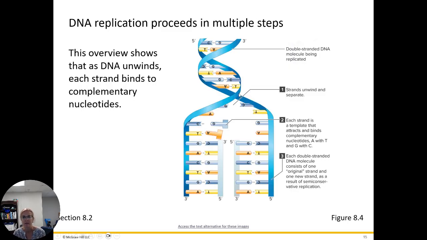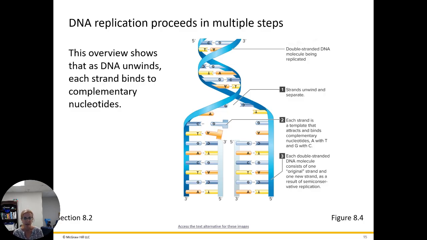Let's remind ourselves about the structure of DNA before we start talking about DNA replication. Remember that DNA exists as a double helix. There is a sugar phosphate backbone in DNA. The sugar is deoxyribose. The phosphate groups then form the remainder of the backbone, and we have our nucleotide bases: adenine, thymine, guanine, and cytosine, which are found in DNA. Remember, RNA contains uracil in the place of thymine.